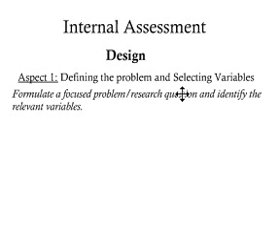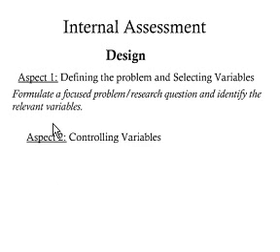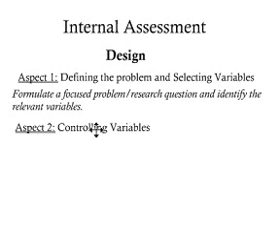And then once you do that, you have to identify what the actual relevant variables are, your independent, dependent, and control variables. And again, I think you can do that fairly easily. I'll teach you how to do that. Okay, which takes us to aspect 2. Aspect 2 is actually controlling your variables.